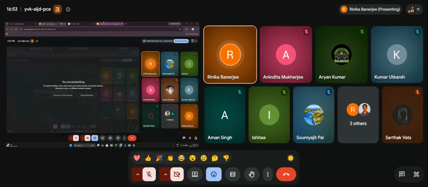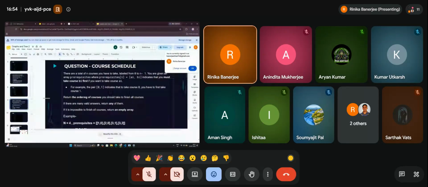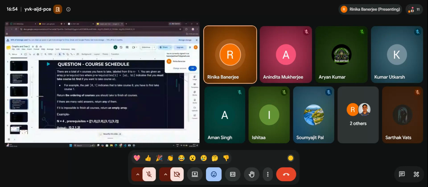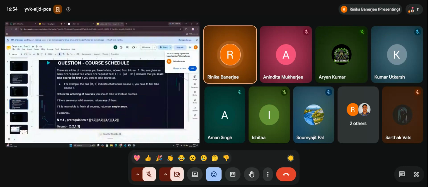Now we'll move on to a question. The question is Course Schedule. It says there are a total of n courses you have to take, from 0 to n minus 1. You are given an array prerequisites where prerequisites[i] is [ai, bi], which indicates that you must take course bi first if you want to take course ai. So that means for taking ai, I need to take bi first. That means I have a directed edge from bi to ai, right?